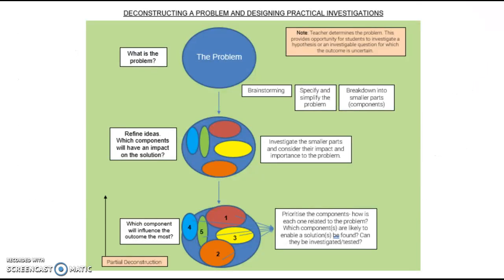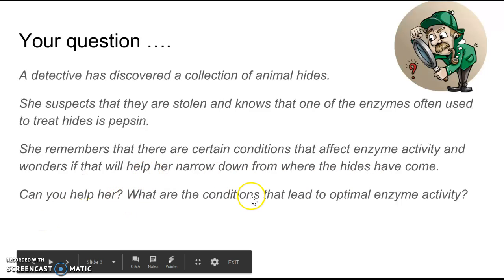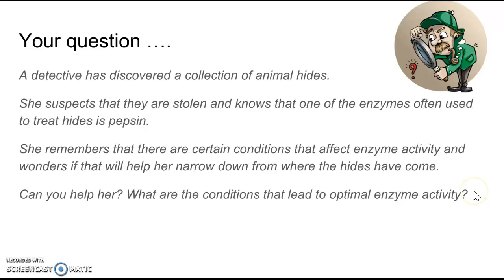So here's a little flowchart to help us break stuff down. First off, we start with the problem. That's the blurb on the previous page. But we really want to simplify this problem and break it down into smaller parts, okay? So let's have a look. This part really has no relevance, does it? This bit, not much relevance either. Know that one of the enzymes used to treat hides is pepsin. Yep, that's pretty important. Certain conditions that affect enzyme activity, pretty important. That's all to there is pretty useless. What are the conditions that lead to optimal enzyme activity? Okay, that's pretty important, isn't it?